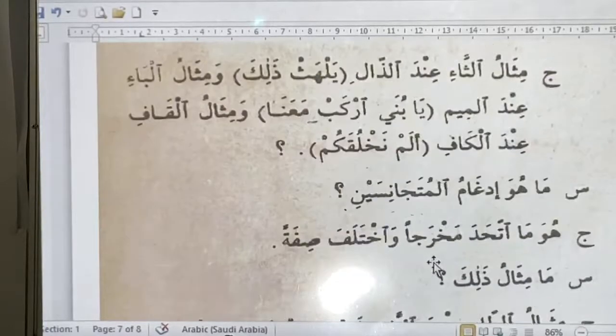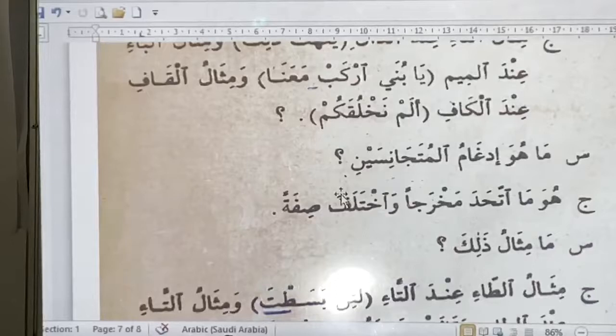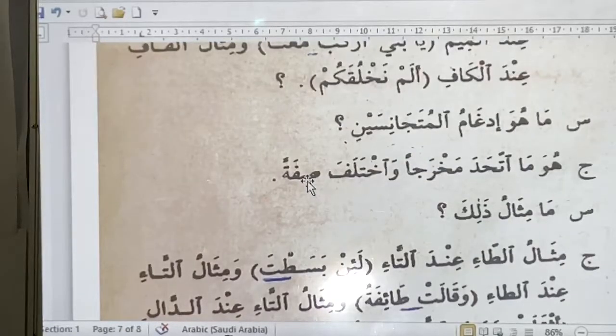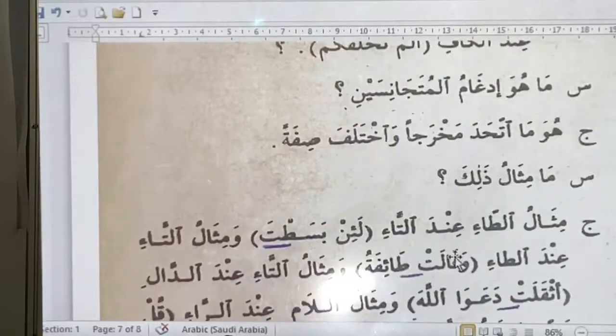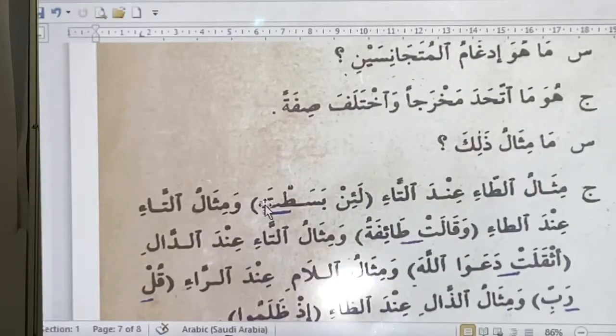And then now in the case of al-idgham al-mutajanisain, this is where هو اتحد مخرجا واختلف صفة. The makhraj is the same, but the sifa is different. So how are we going to tell that? How are we going to know this makhraj is the same and the sifa is different? It's from the examples that we have, the first example here of ta and ta, لئن بسطت. We have ta and ta. You can tell basatta, the makhraj is the same.